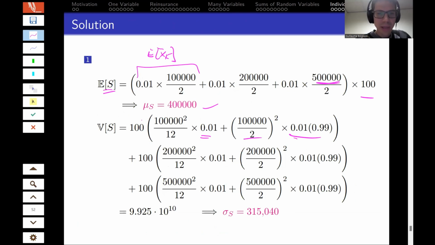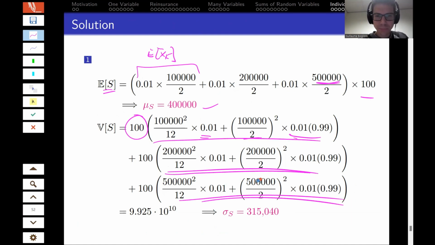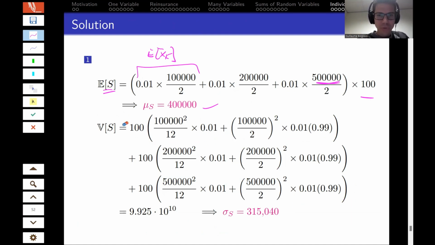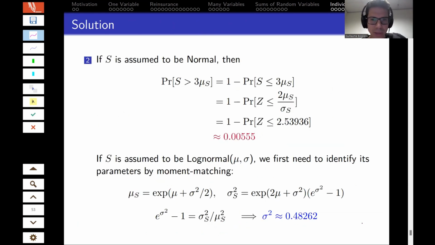Expectation squared, and so on. And again, you sum. There's 100 of those X's that have this variance, so you sum this 100 times. There's 100 with this one, and there's 100 with this one. Hopefully there are no calculation mistakes here, and you get this standard deviation of 315K something. That's not too bad.